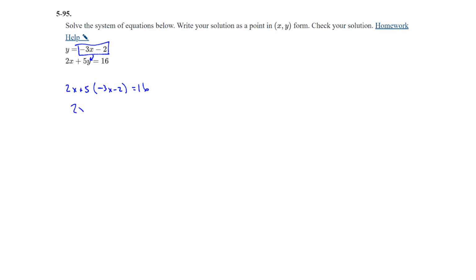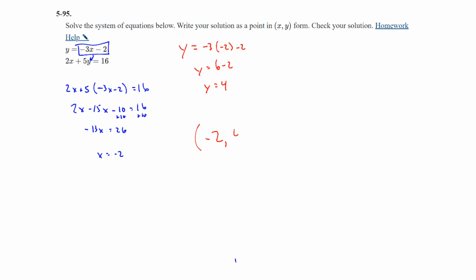Go ahead and distribute the 5 to get negative 15x minus 10 equals 16. Combine your like terms. I'm also going to add 10 to the other side to get 26. Divide by negative 13. And x is equal to negative 2. And then I can take that, plug it back into the first equation for x, and solve for y. 6 minus 2 is 4. So the solution is negative 2, 4.